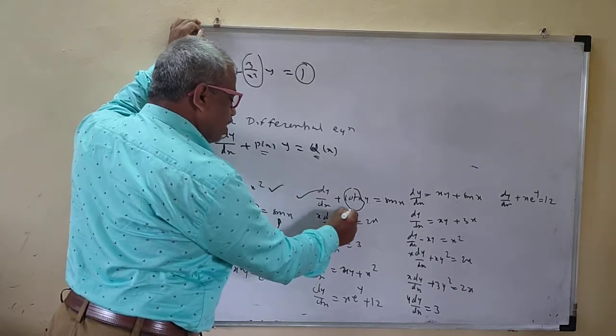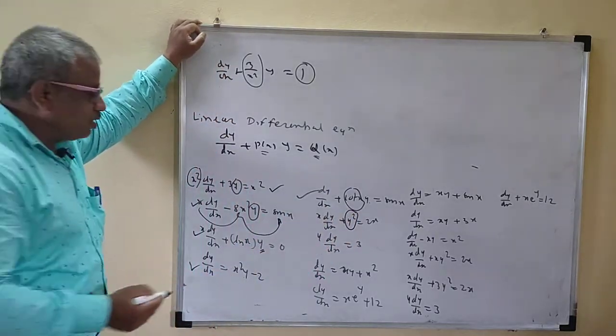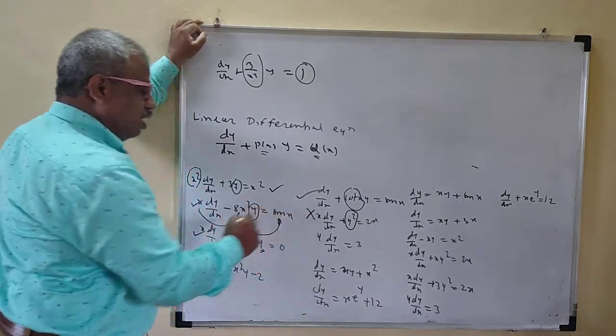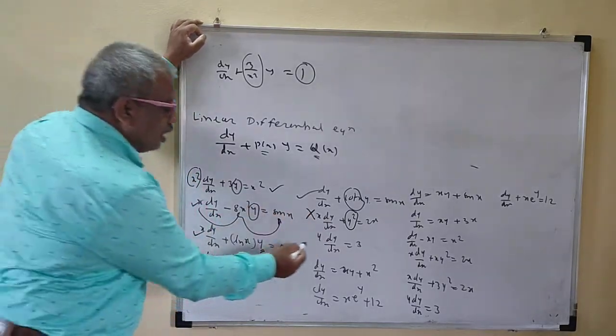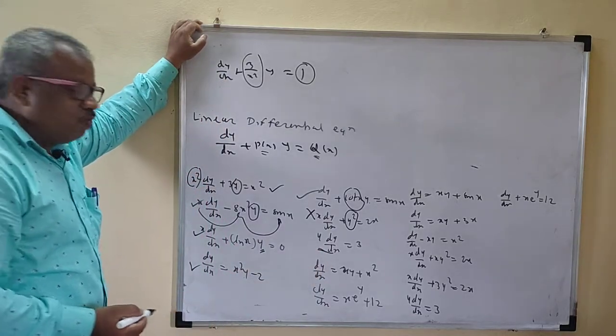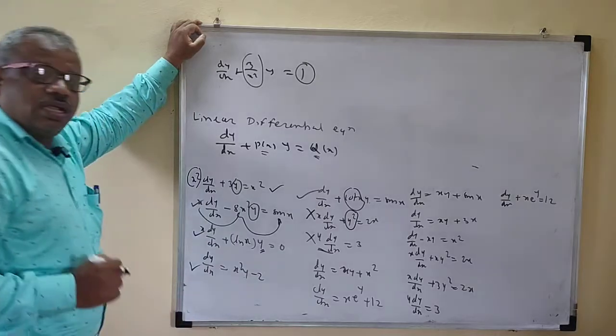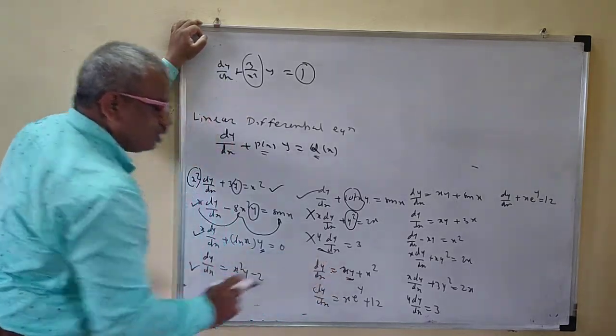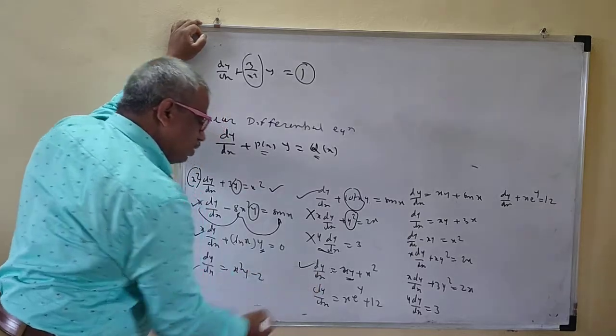Now see here, y square is there, along with dy by dx. That means this is not a linear differential equation. Now see here, there is a product of y and dy by dx, so this is not a linear differential equation. Now in this one, I can shift xy to this side, so this will be a linear differential equation.